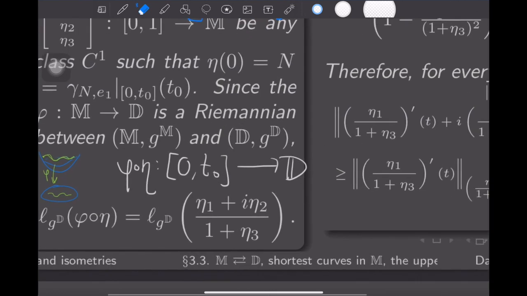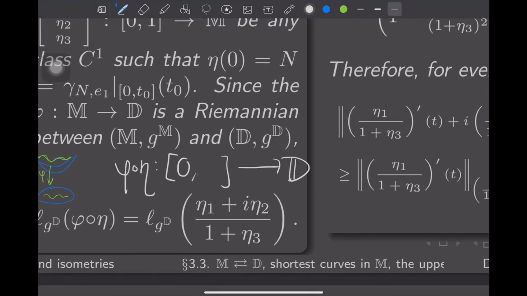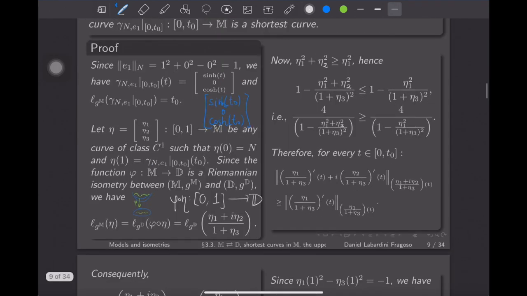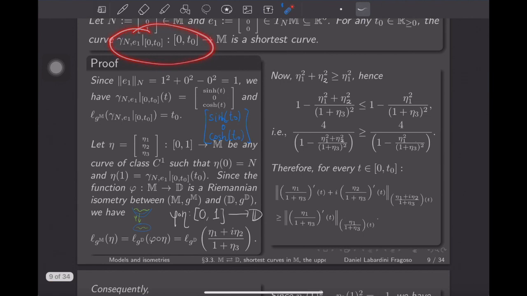Yes, you are completely right. I'm sorry. The one defined in 0 to 0 is this other one. It's this other curve. Yes.